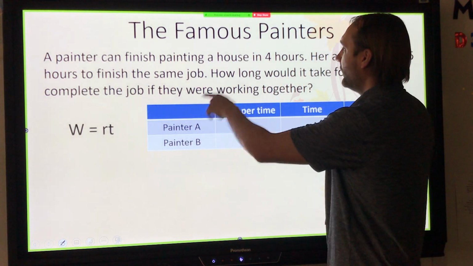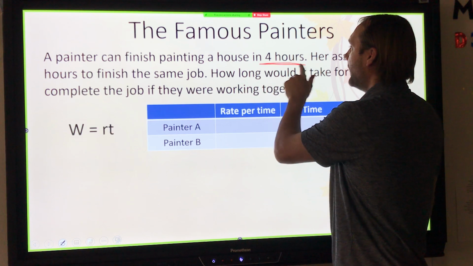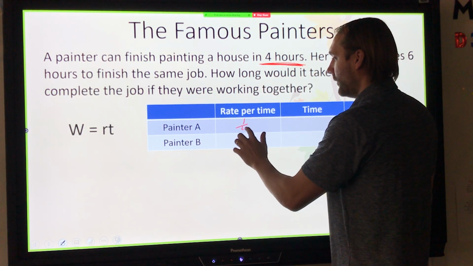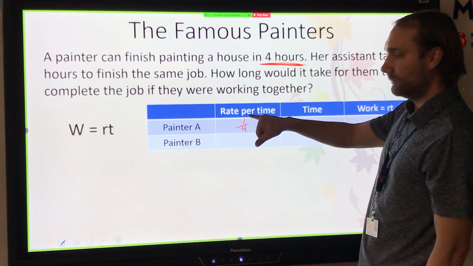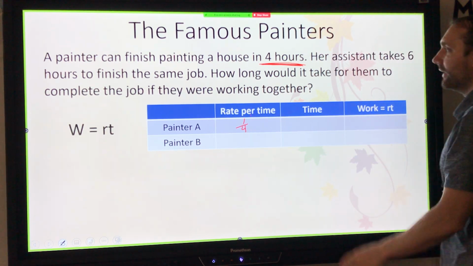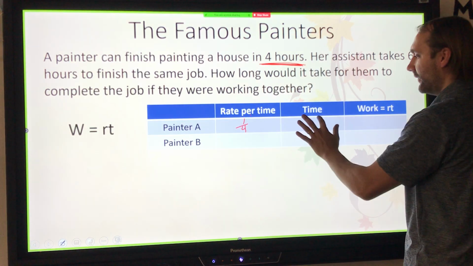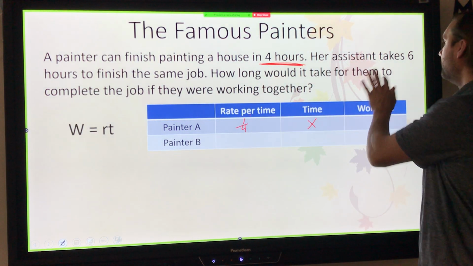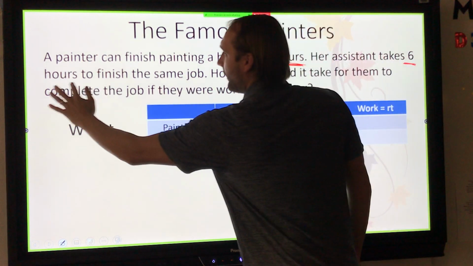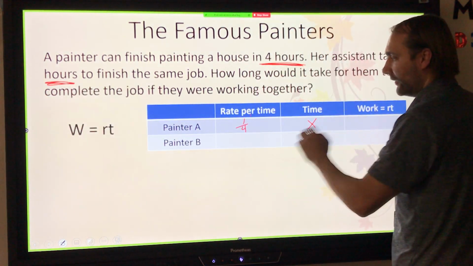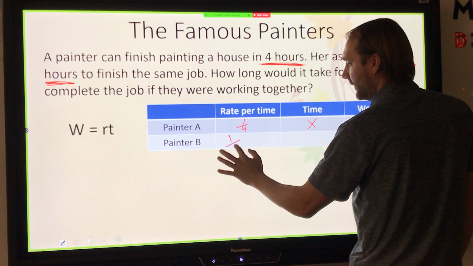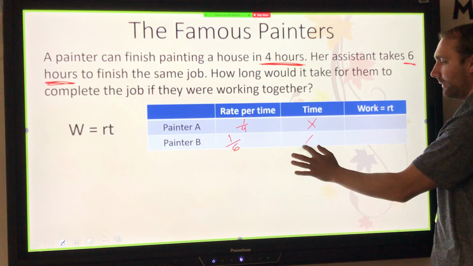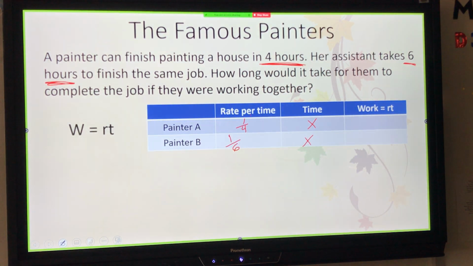So the first painter, we're going to call painter A, can paint the house in 4 hours. So we're going to say that's 1 over 4. She can do one job in 4 hours. Now time, this is about time together. So we don't know, so we're going to call that X. Painter B, we know, takes 6 hours to paint the house. So again, painter B could do one job in 6 hours. So 1 over 6. And likewise, we don't know the time it takes for them to do it together.